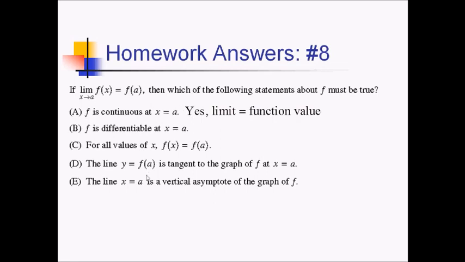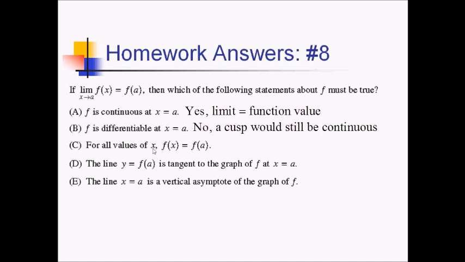If you want to eliminate all the other answer choices, though, let's just take a look at those to see why they are not what we want. So choice B, f is differentiable. Well, continuity is a requirement of differentiability, but it's not enough. So this is a no. For example, a cusp would still be continuous, would still meet this condition, but you would not be differentiable there.